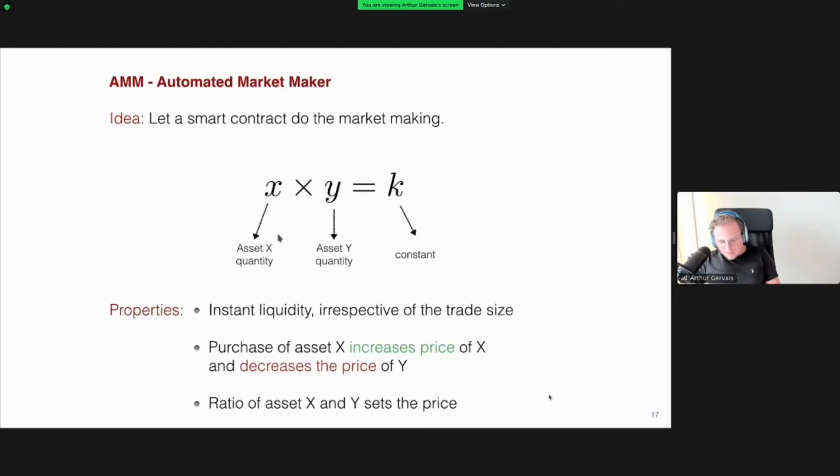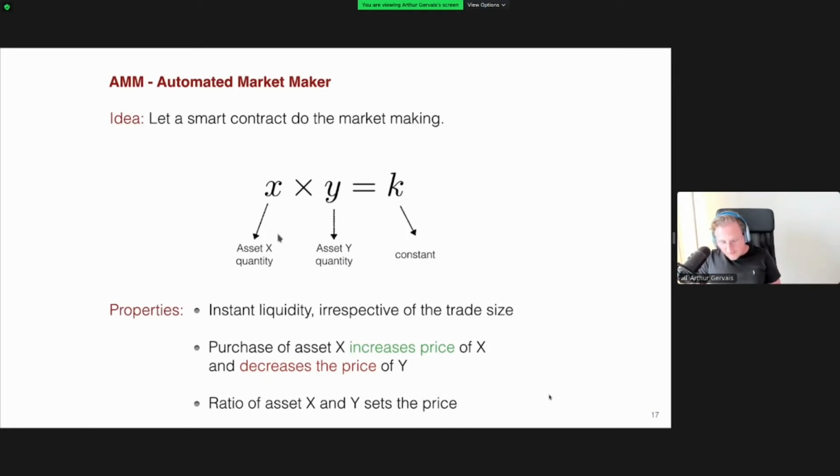Now, the most prevalent automated market maker, and also the simplest, is constant product market making. The common rule is we have an asset X and an asset Y, and the quantity small x and the quantity small y should always be equivalent to a constant K. This formula allows us to have instant liquidity.